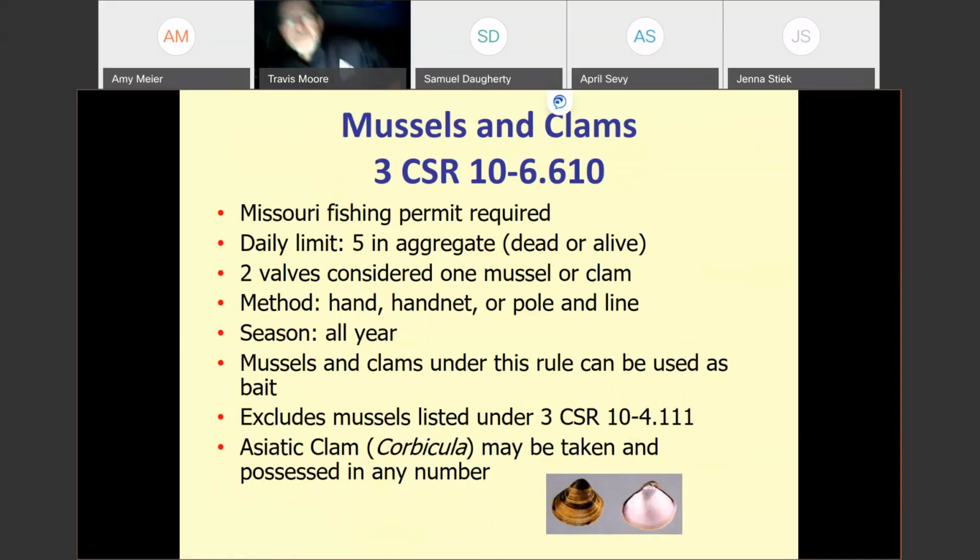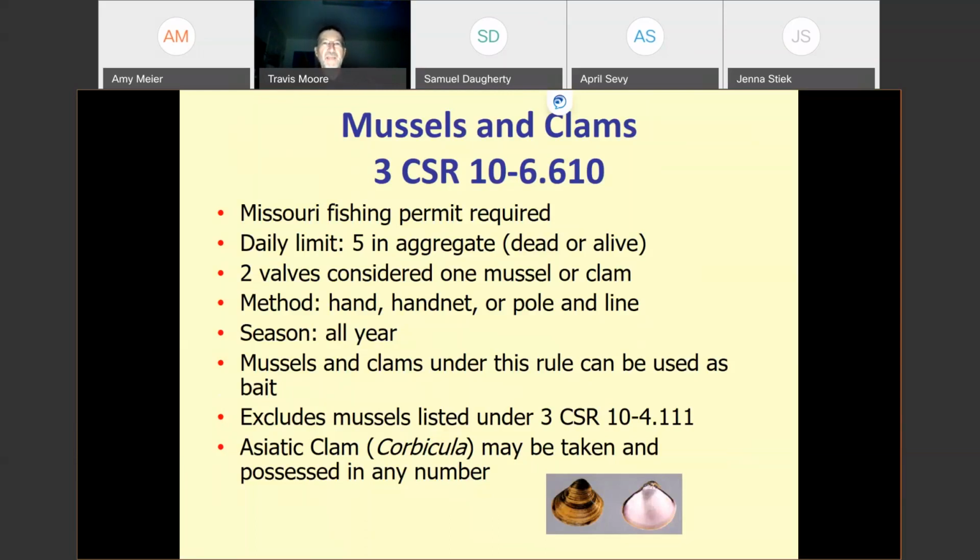Okay, in Missouri, you can collect mussels. Typically, it requires a Missouri fishing permit that allows you to collect up to 5 in the aggregate, whether they're dead or alive. And a mussel shell is considered to be 2 valves. So you could collect two halves of the same mussel and do that 5 times, or you could collect 10 different single valves if you were trying to create a collection. Anything beyond that's going to need a collector's permit, and there's a small fee, and that gets reviewed by Steve and several others of us before we would okay those permits.